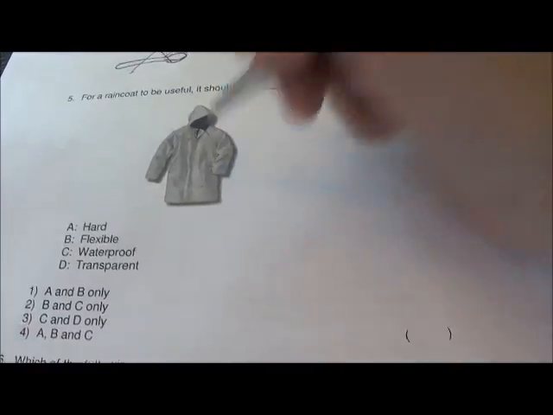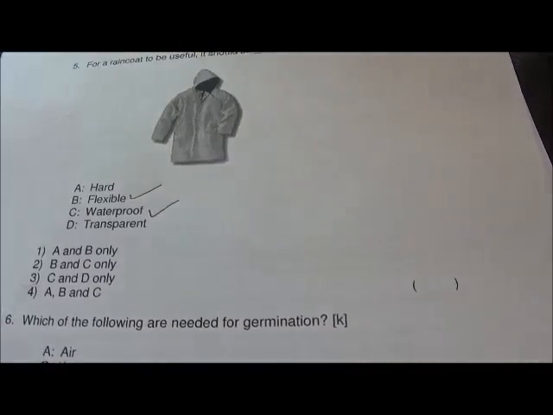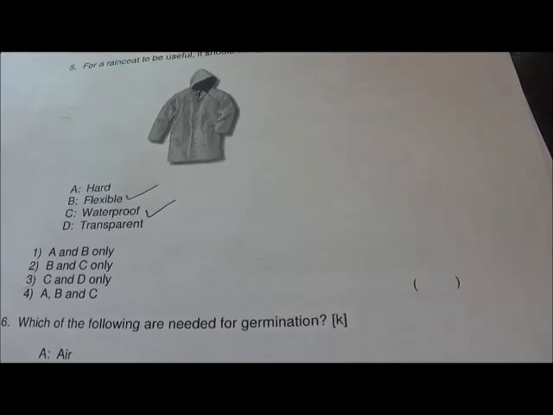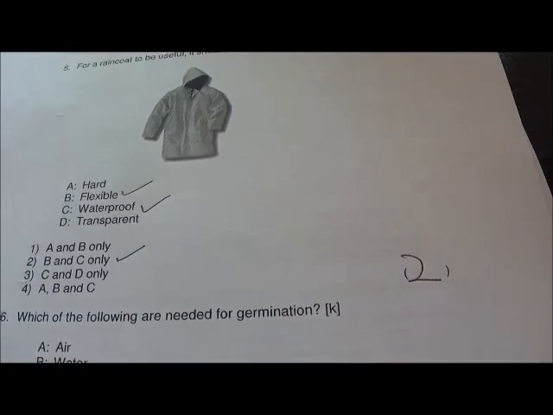We move on to question 5. This is a raincoat. So what are the properties of a raincoat? Of course, it must be flexible so that you can wear it. It must be waterproof. It doesn't need to be transparent, right? So your answer is B and C. Question 5, your answer is 2.